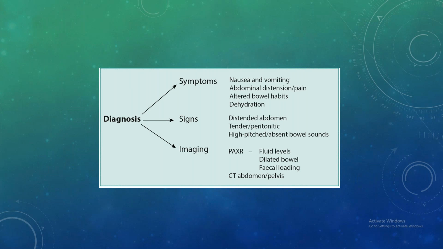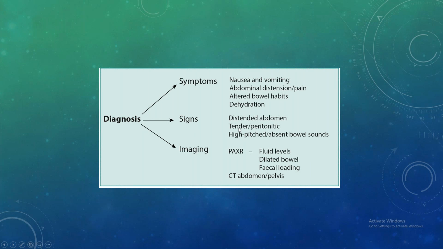So now this is the flow chart given in the talk. I have just fragmented it so that you will understand it better. So here they have given the diagnosis. Symptoms are either nausea and vomiting, which will suggest proximal obstruction, or abdominal distension or pain, which will suggest distal obstruction, along with altered bowel habits and dehydration. It is because of the nausea and vomiting.